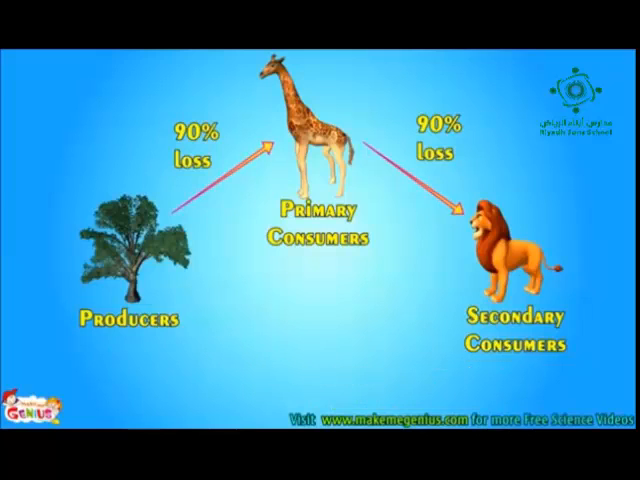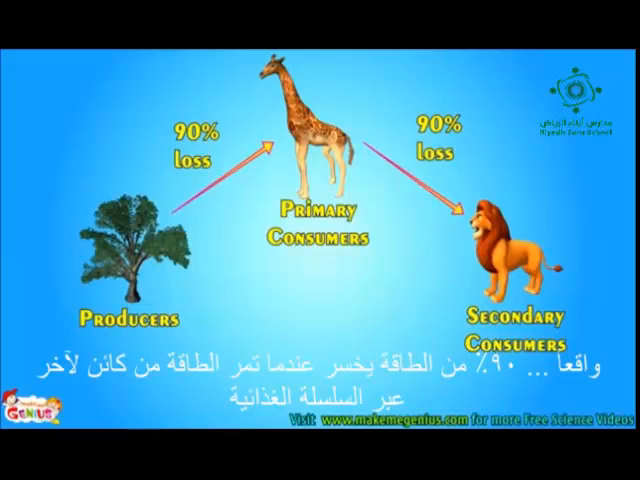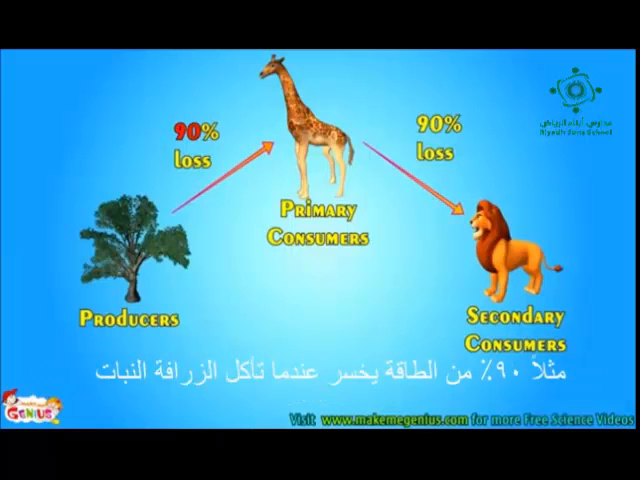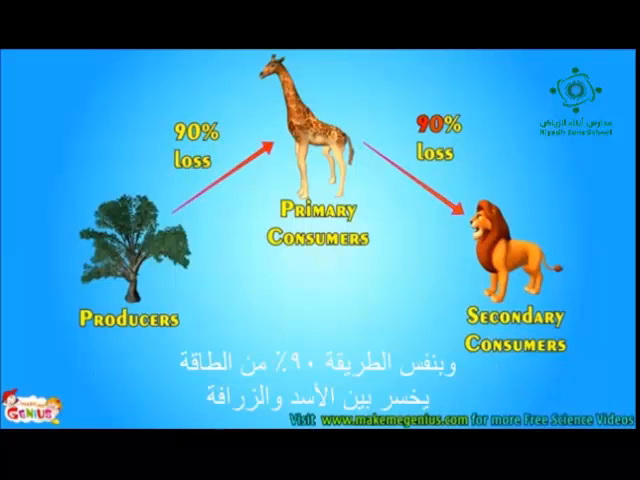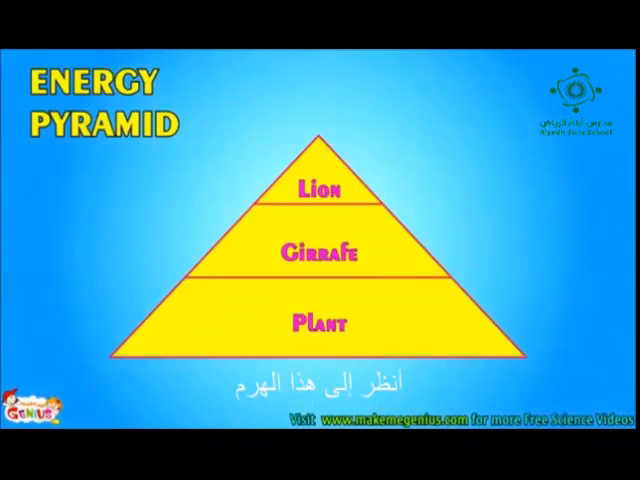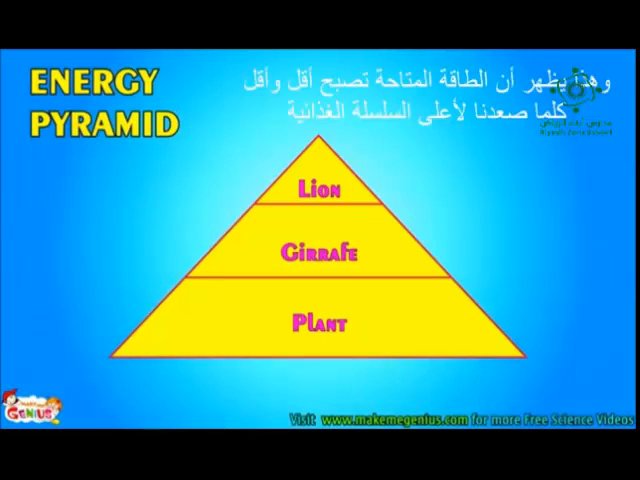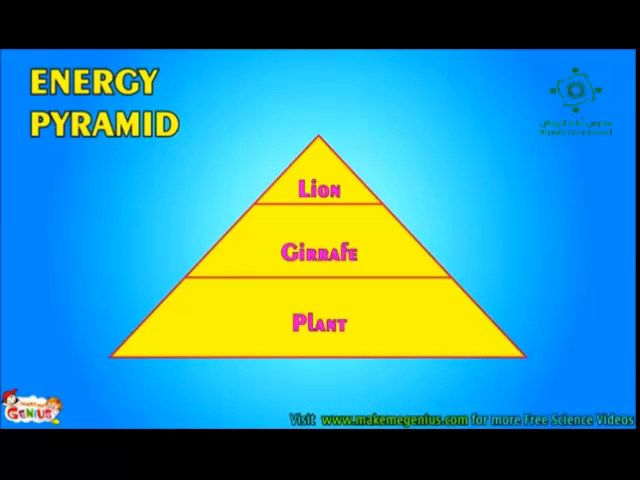The answer is no. Actually, 90% of energy is lost when it passes from one part of the chain to the other. Like 90% of energy is lost when the giraffe eats the plant. Similarly, 90% of energy is lost between the lion and the giraffe. Look at this pyramid. It is called an energy pyramid. This shows that the energy available becomes lesser and lesser as we move to the top of the food chain.